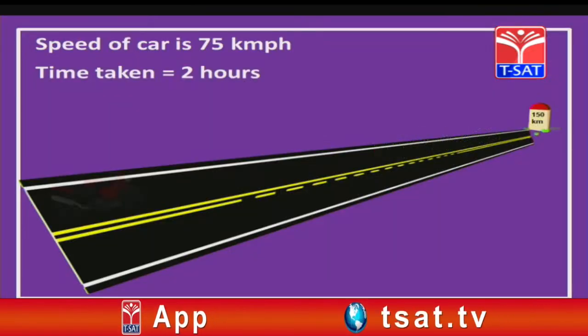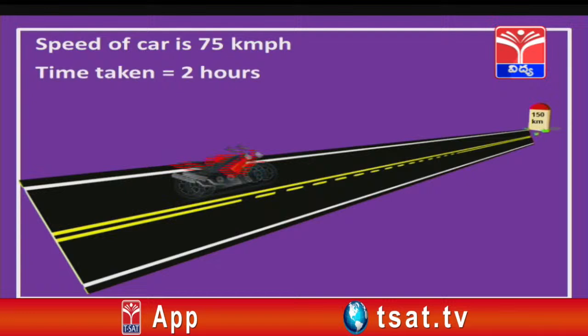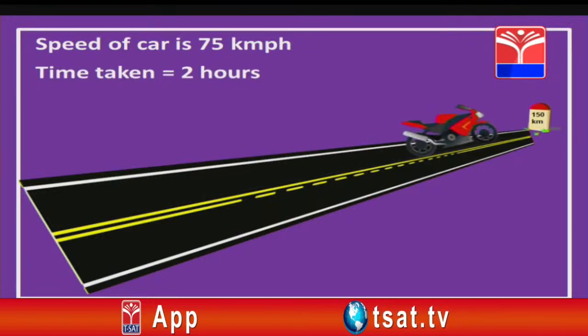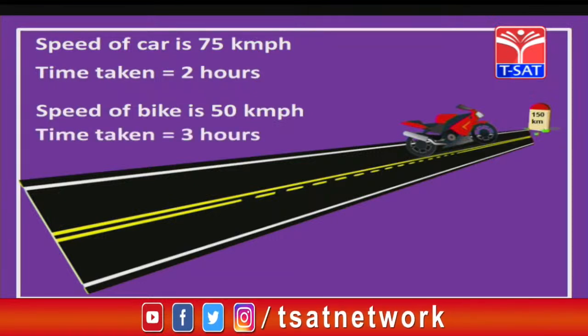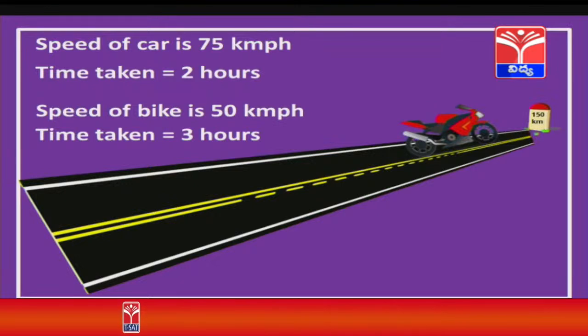Now, let us take another example of a bike which is covering the same distance, that is 150 kilometers, but the speed of the bike is 50 kilometers per hour. Now, how much time will it take, children? Yes, 150 by 50, which gives 3 hours. Now, what do you notice in these, children?